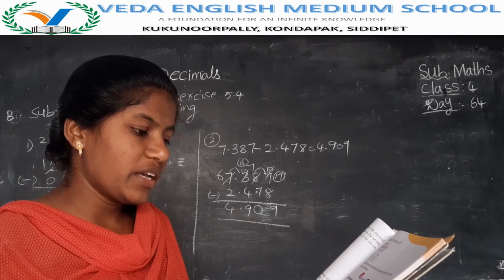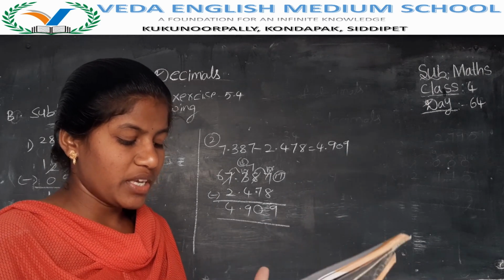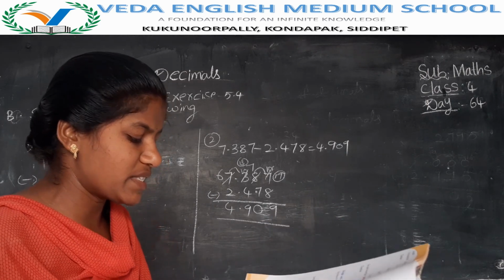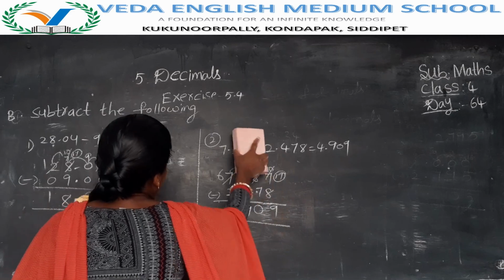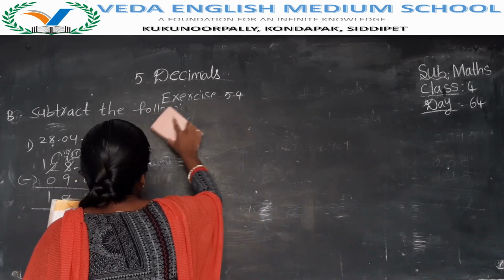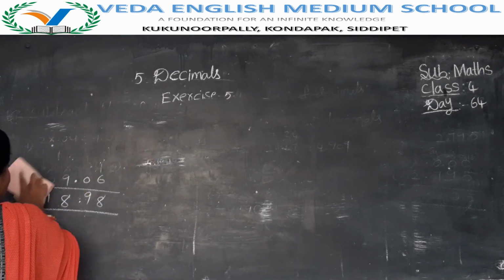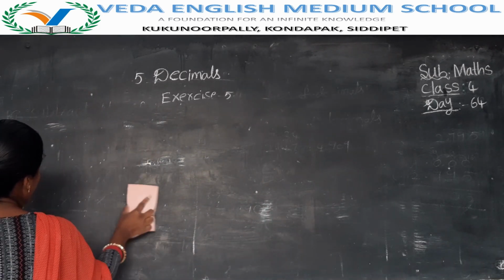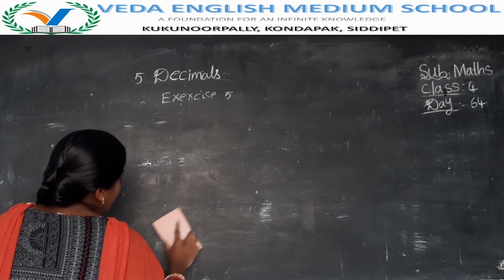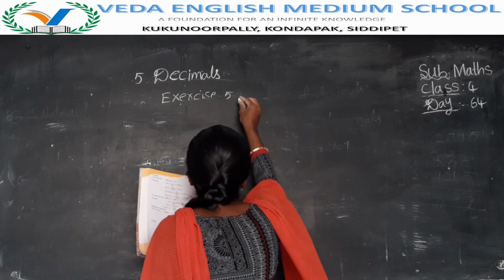So next, exercise 5.5 is there. I will explain the fill in the blanks. Now see, write rupees as decimals. They have given rupees, and we have to convert the rupees into decimals. So how to convert rupees into decimals? First you have to know that 1 rupee is equal to 100 paisa. Then here, exercise 5.5.